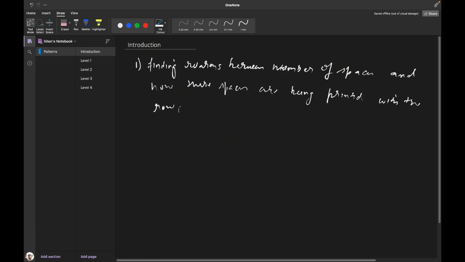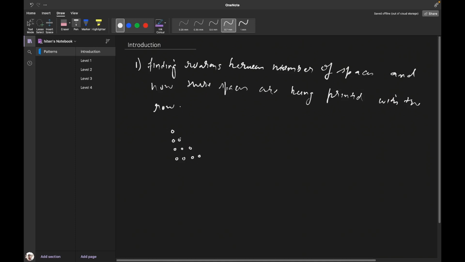Let us understand this by taking an example. Let's say I have to print a pattern like this. There is one dot in the first row, then two dots in the second row, then three dots in the third row, and four dots in the fourth row. In this particular example, we don't have to consider the spaces because we are just printing the elements.